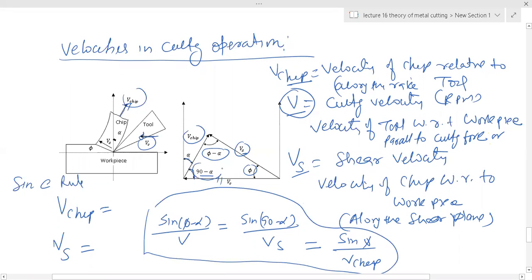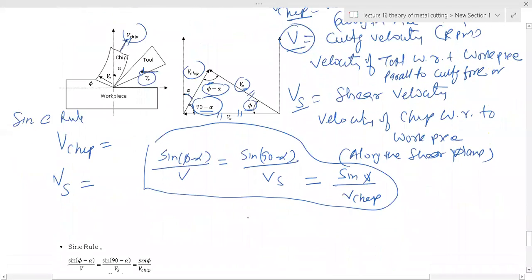This angle divided by this length, this angle divided by this length, and this angle divided by this length. So it is very easy now. You can estimate that V chip will be V sin phi divided by sin of phi minus alpha.